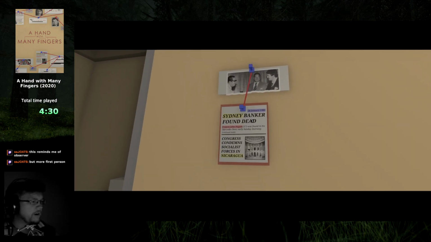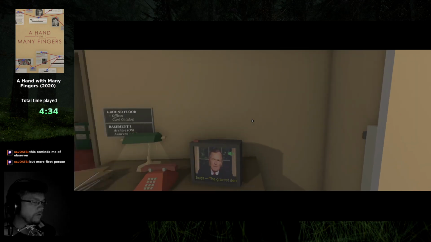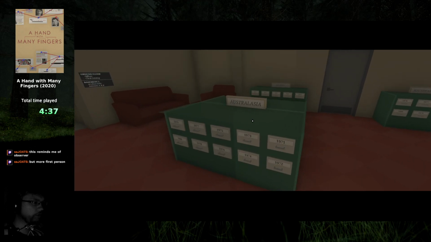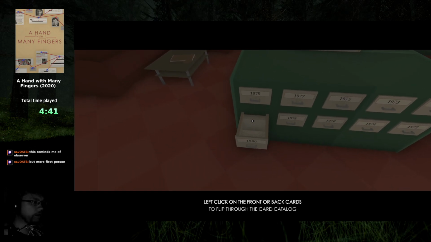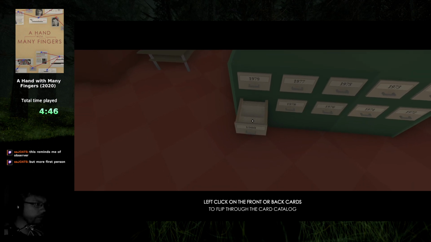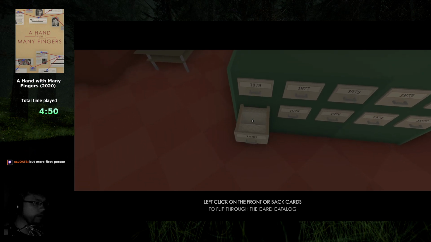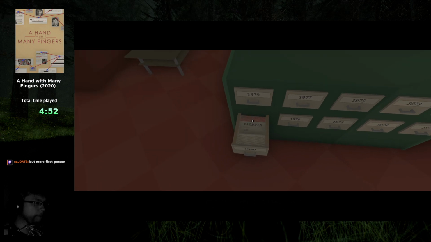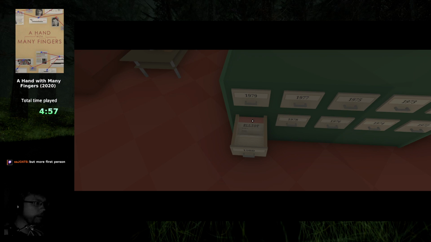Anyway, we're looking for Sydney 1980 Nugan, Australasia, 1980. Left click on the front or back cards to flip through the cards. No, not Baldwin, not interested. Nugan.